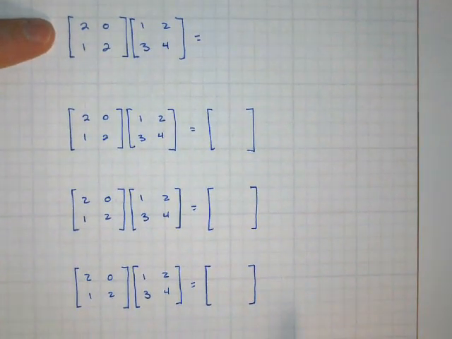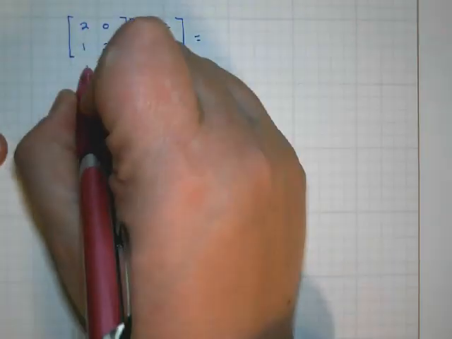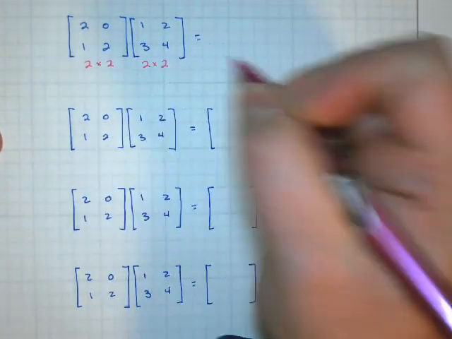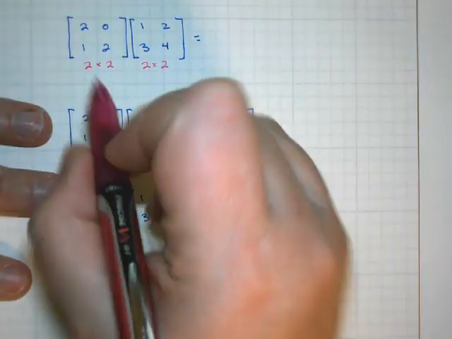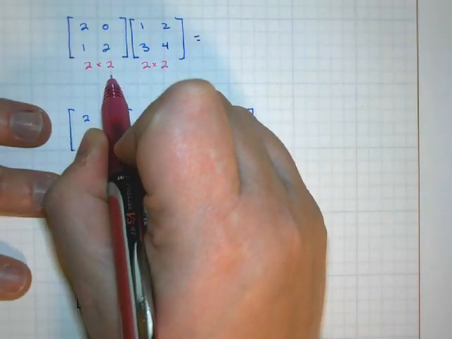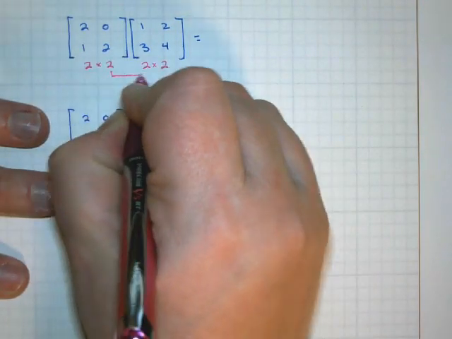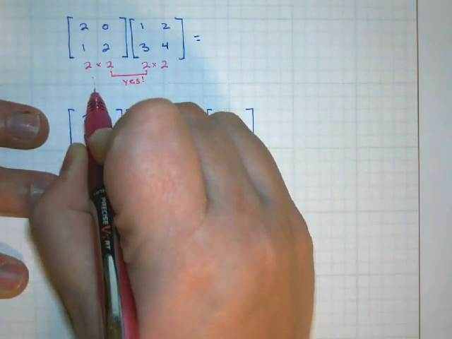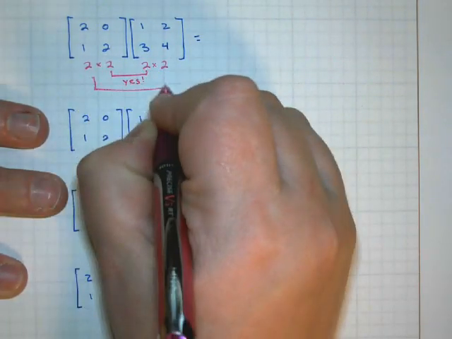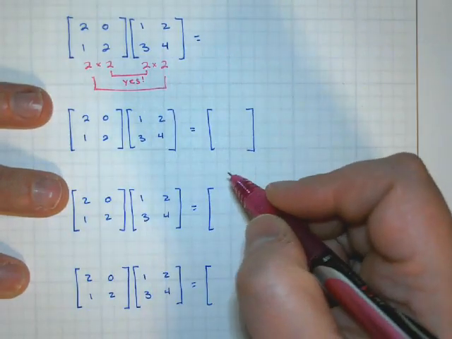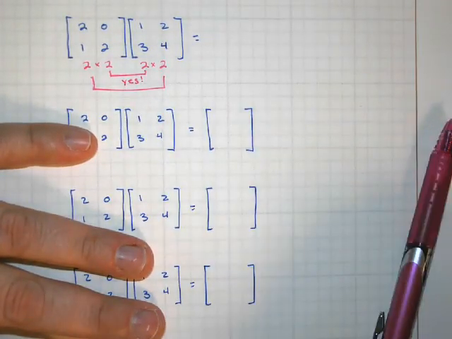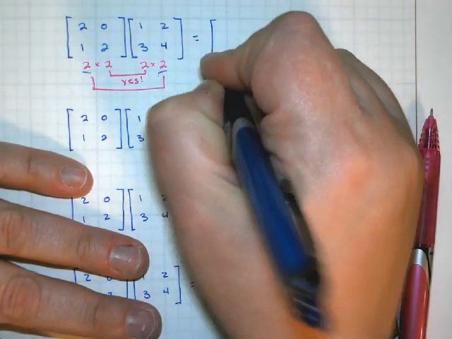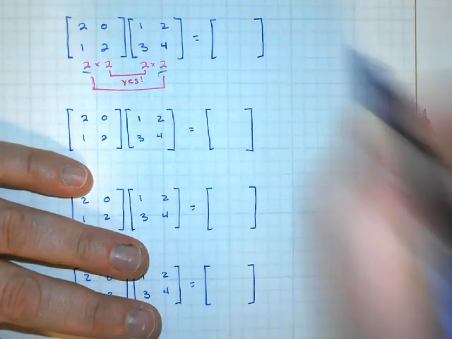The first thing I'm always going to do is write out the dimensions of the matrices I'm trying to multiply. I need to check and make sure I can. So these inner dimensions match. So yes, I can multiply. The outer dimensions are telling me how big my answer is going to be. So my answer is going to be 2 by 2. So I can go ahead and draw that set of brackets right now.